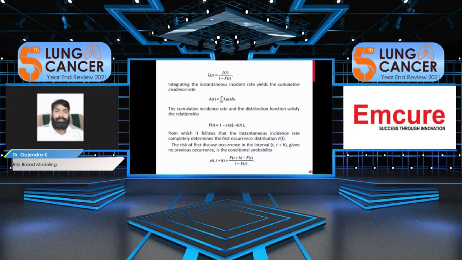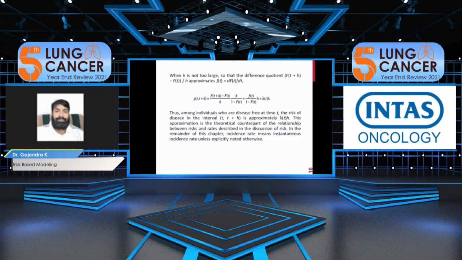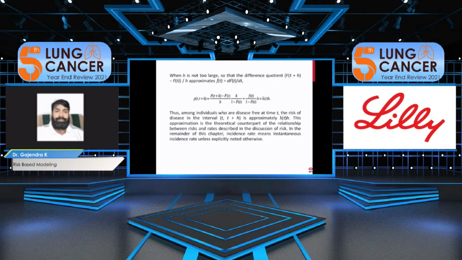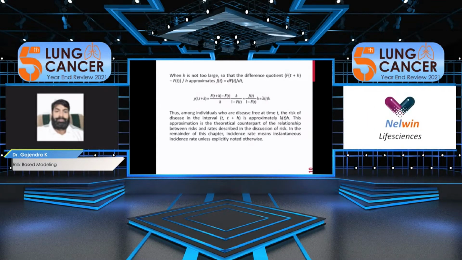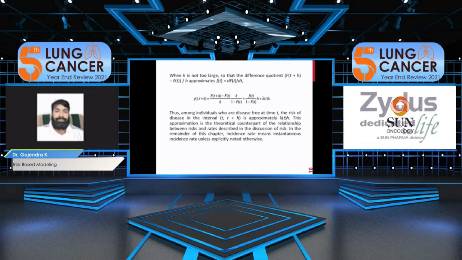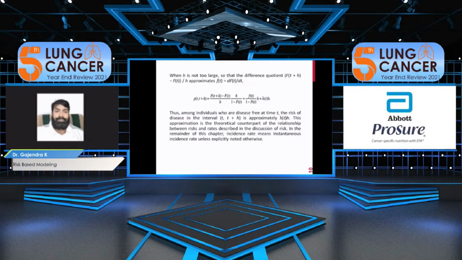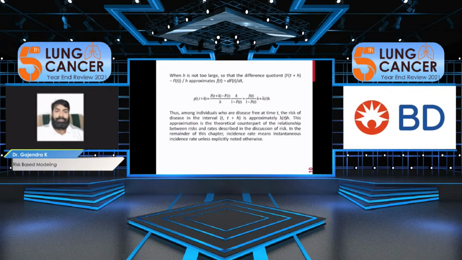So this equation gives the conditional probability. When h is not too large, the quantity F(t plus h) minus F(t) divided by h is approximately f(t), the small f(t), that is the probability density function. Thus among individuals who are disease free at time t, the risk of disease in the interval t to t plus h is approximately lambda(t) times h. This approximation is the theoretical counterpart of the relationship between risk and rate described in the discussion of risk. In the remainder, incidence rate means instantaneous incidence rate unless explicitly noted otherwise.